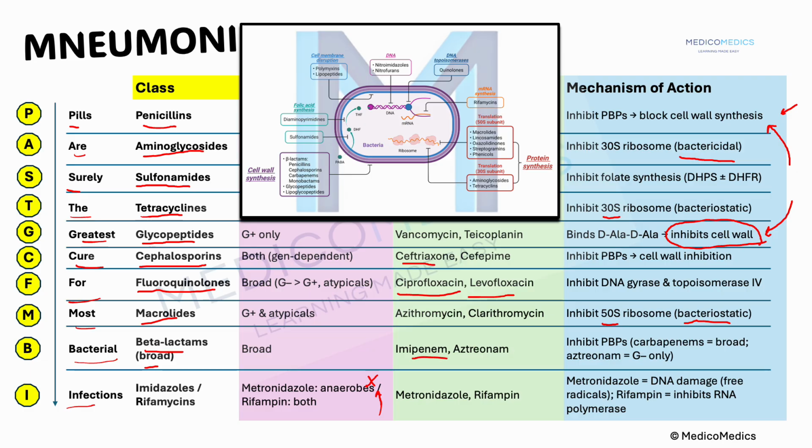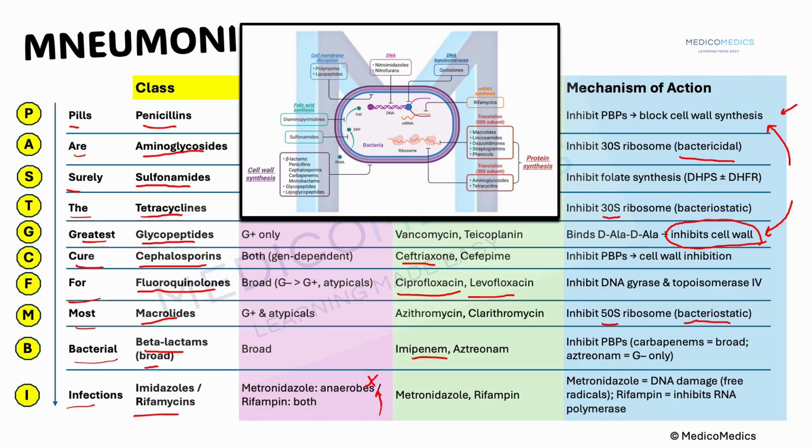Imipenem must be given with cilastatin to prevent breakdown by renal enzymes. Here, watch out for seizures, especially in patients with CNS disease or renal impairment.